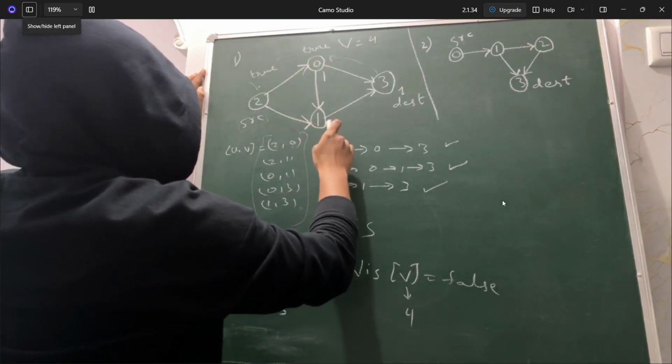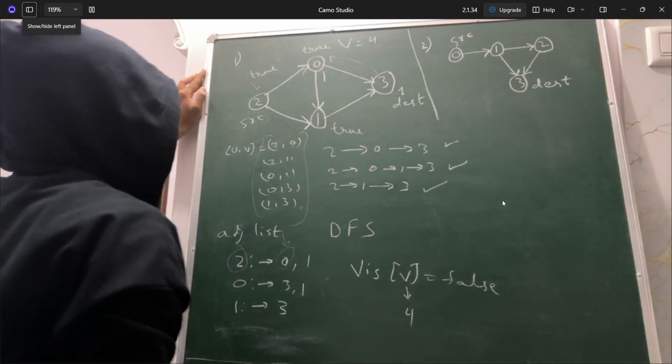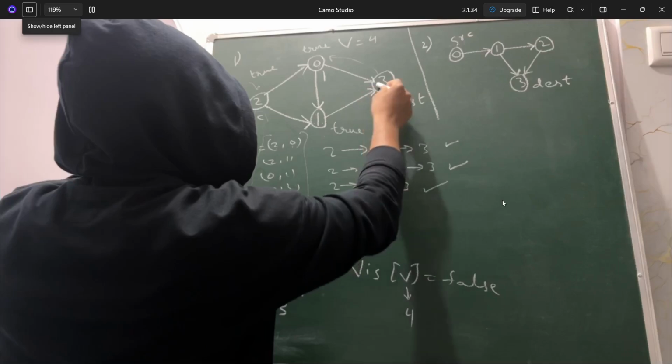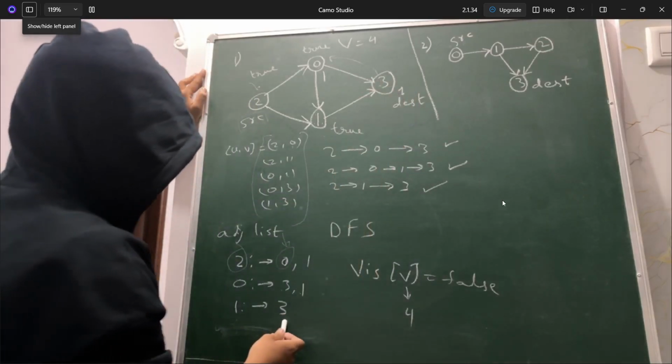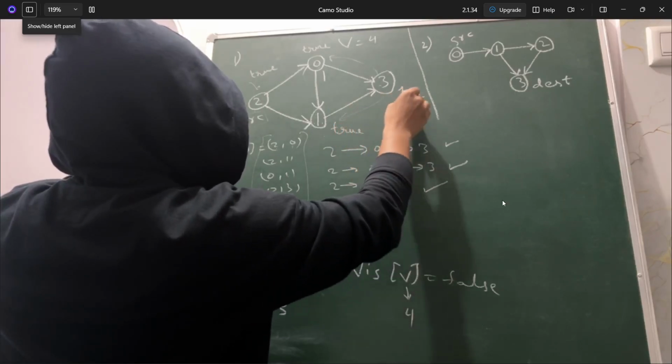This is not visited, so we'll mark it as true. Now we are visiting it, and from 1, where can we go? We can go only to 3. So whenever we get 3, we return 1, because it means we reached the destination.